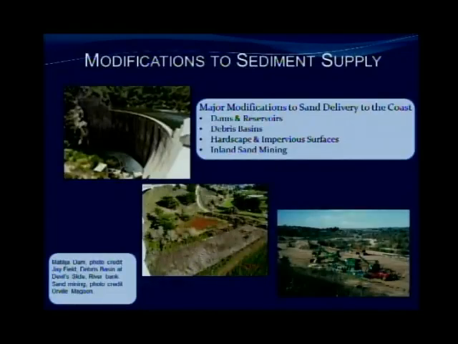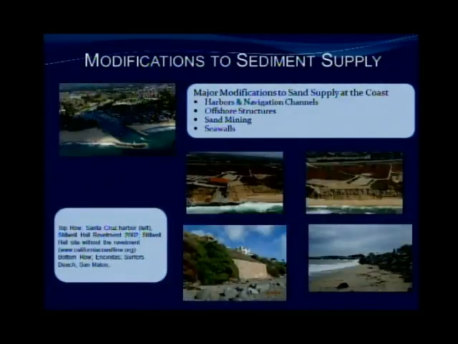Dams and reservoirs, of course. We also have detention basins that stop the overland flow of sediment coming to the coast, and there's some inland sand mining activities that remove sand from the active floodplain or from the river system itself. This is removing the sand that would otherwise be getting to the coast to become part of our beaches.